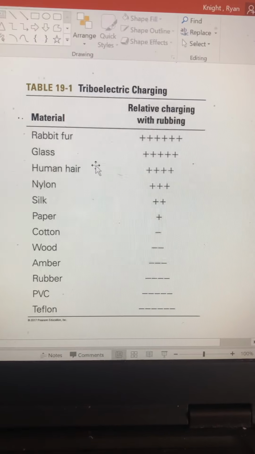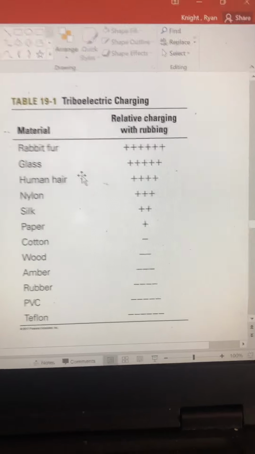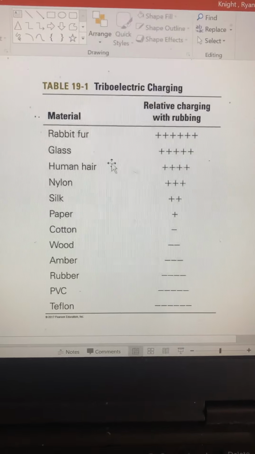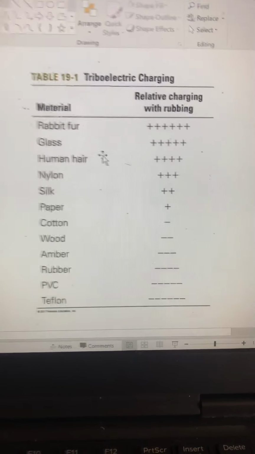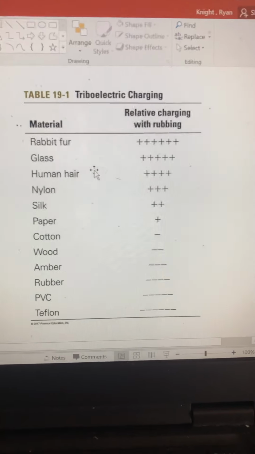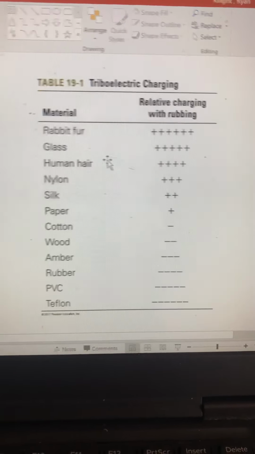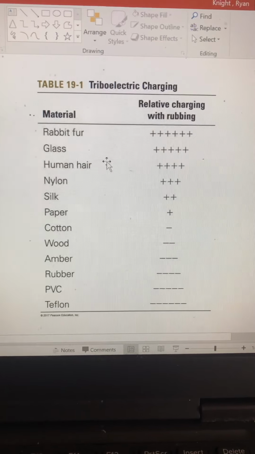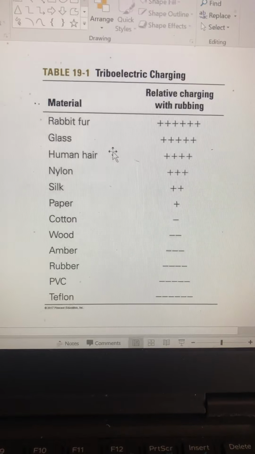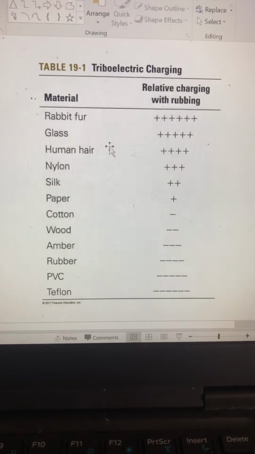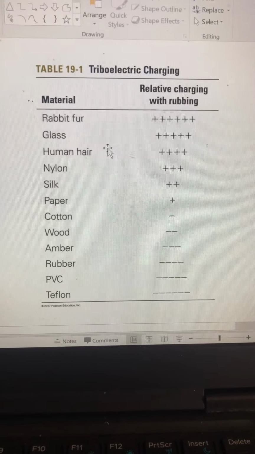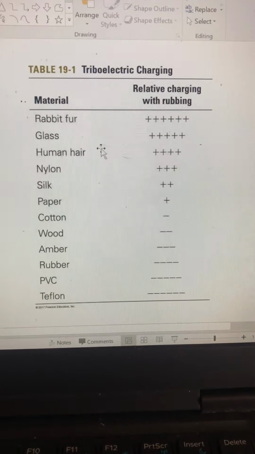So if we were to take something like rabbit fur and Teflon, the bigger the difference between them on the table, the more charge they can acquire. So when we do this example, rabbit fur and glass, we don't get a huge charge because rabbit fur and glass are relatively close. They kind of want to give up electrons the same. Rabbit fur a little bit more, so it becomes positive. But if we were to do something like Teflon and rabbit fur, the rabbit fur will become really positively charged and the Teflon will become really negatively charged because there's such a discrepancy there in how much they want to give up and how much they want to accept electrons.